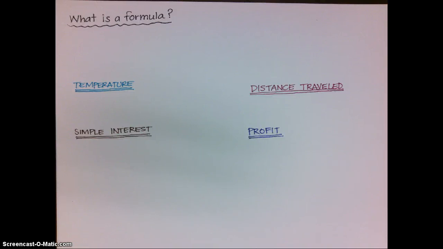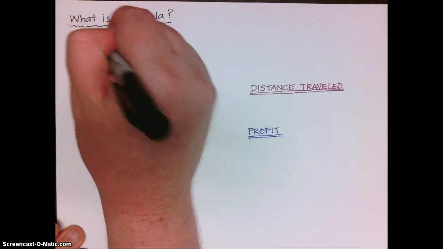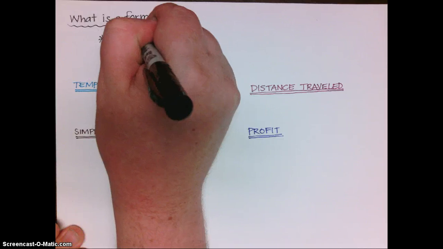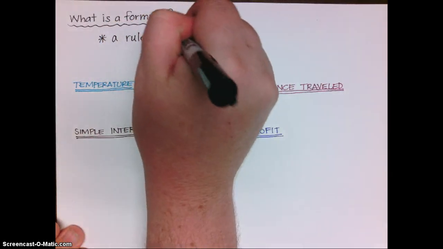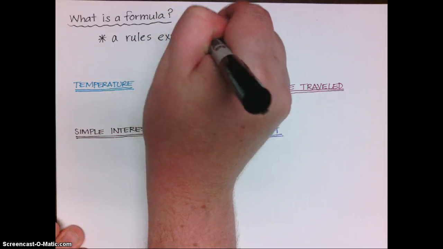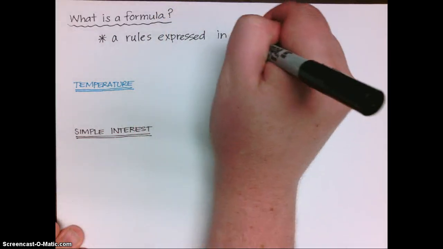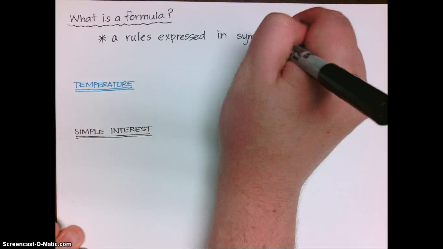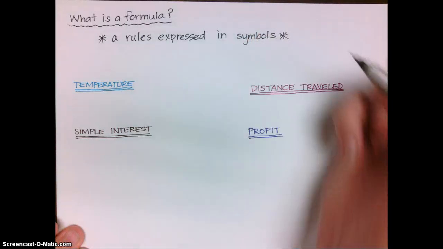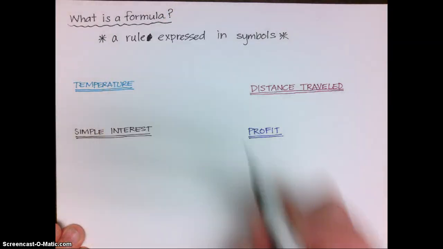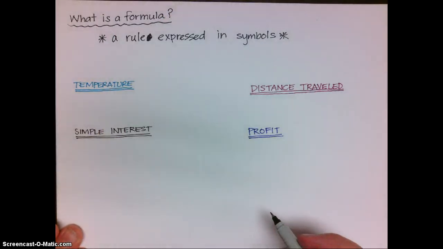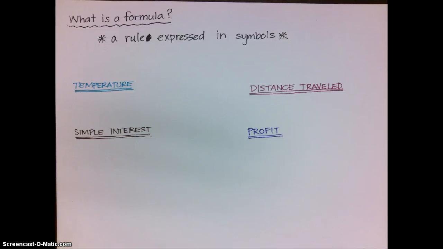So what is a formula? Well, a formula is simply a rule expressed in symbols. Okay, that's all that a formula is. It's a rule, and I said rules, a rule expressed in symbols. So I'm going to give you 4 very popular ones that might help you with some of your word problems.